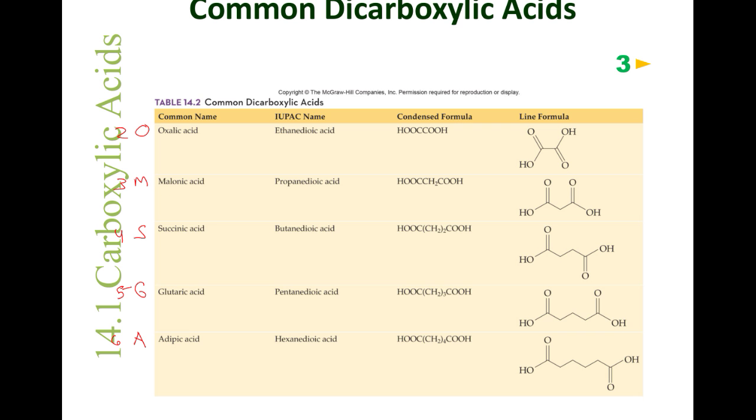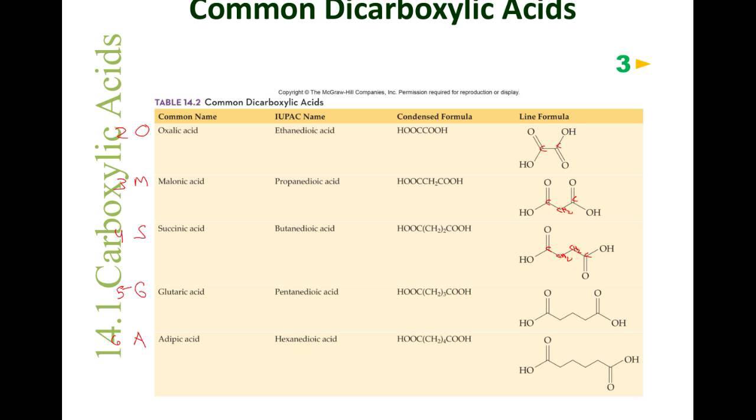So as we go here, we have 2 carbons. Here we have 1, 2, 3, and then 1, 2, 3, 4, so on and so forth. You just have to memorize them. The first one is ethane dioic acid, which would be the IUPAC name, then propane dioic acid, butane dioic acid, pentane dioic acid, hexane dioic acid, which is kind of a tongue twister.